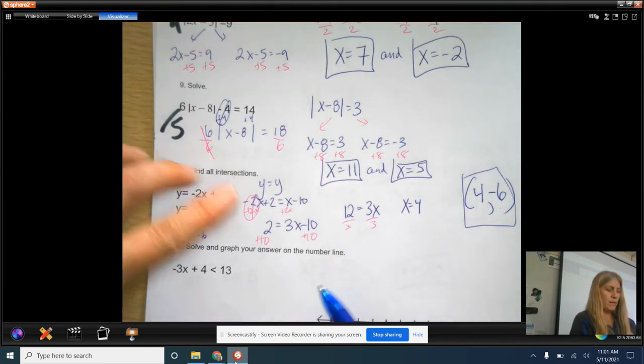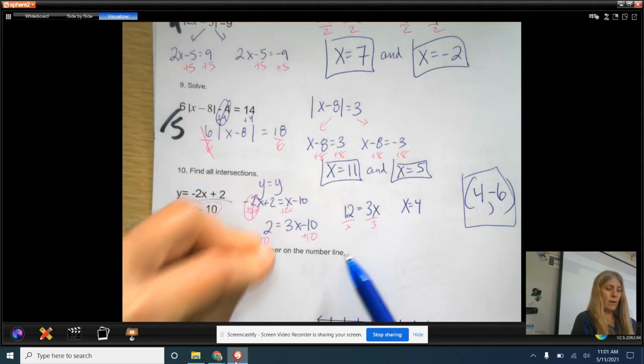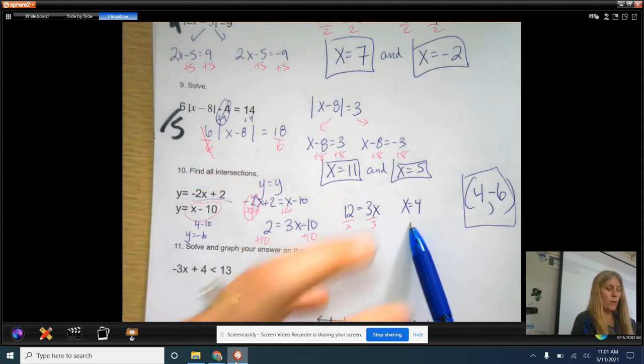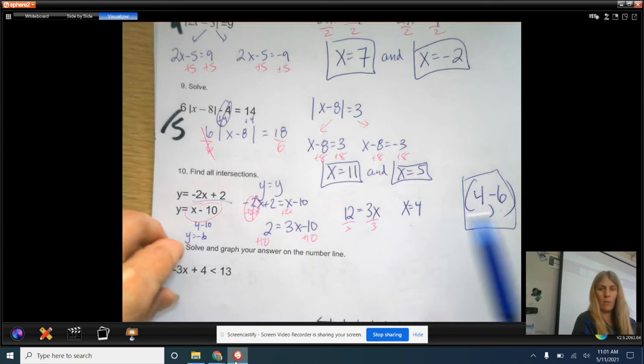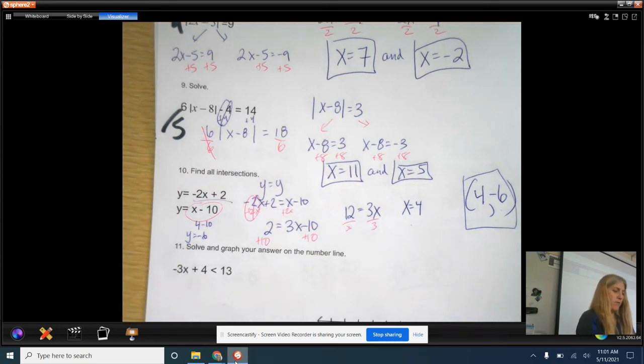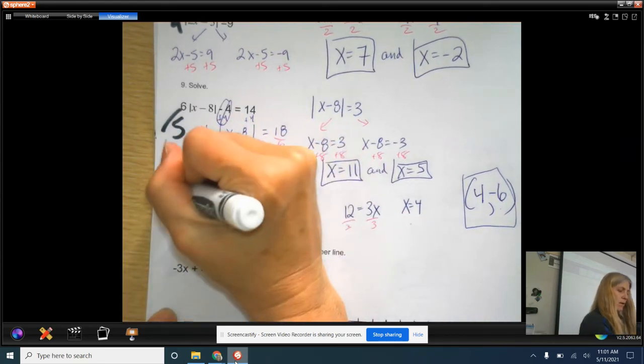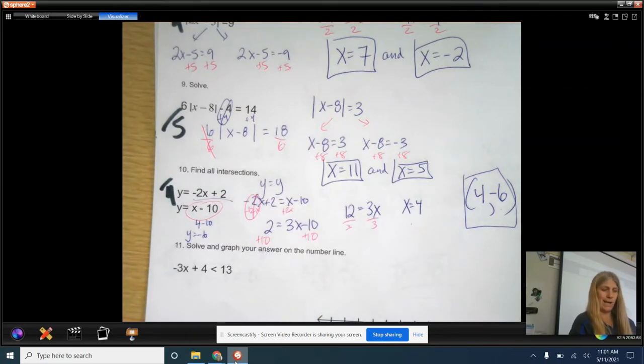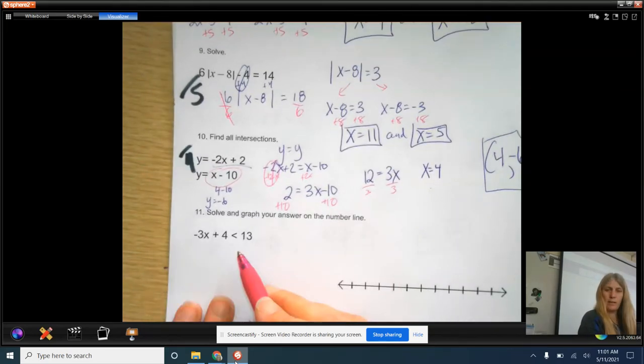So 1 point for the work, 1 point for the correct x, 1 point for the work for solving for y, and 1 point for the correct y. So this one is out of 4 points. Okay, these last two are a throwback from last chapter. So we're going to go ahead and solve and graph.